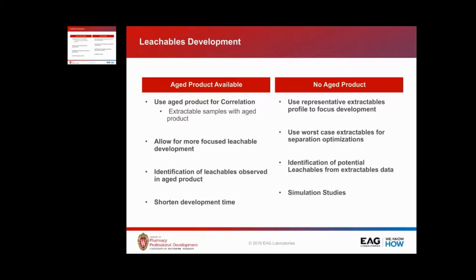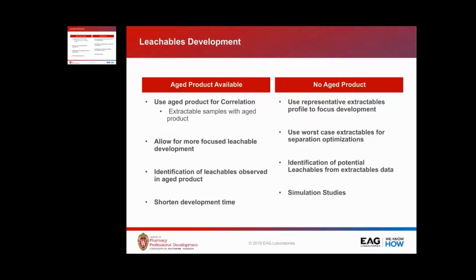Of course, that is not always available because sometimes you make container closure changes before you move into phase 3. You may not have aged product available. And there are several options. The first is we can use the representative extractable profile to focus the development.